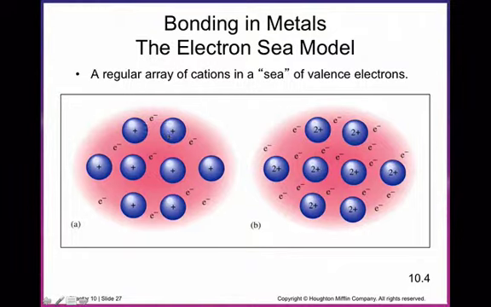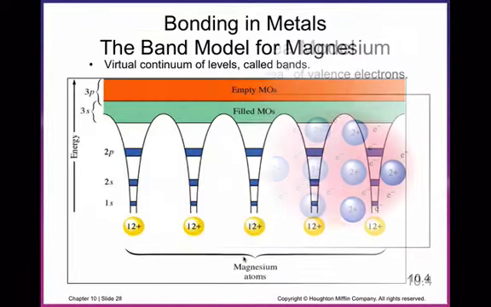It just talks about having these positive nuclei of the metals around, and then you would have the electrons that are just able to flow from atom to atom. They don't stay with whatever atom they come from. They're just flowing freely from atom to atom. So that's the sea of valence electrons.